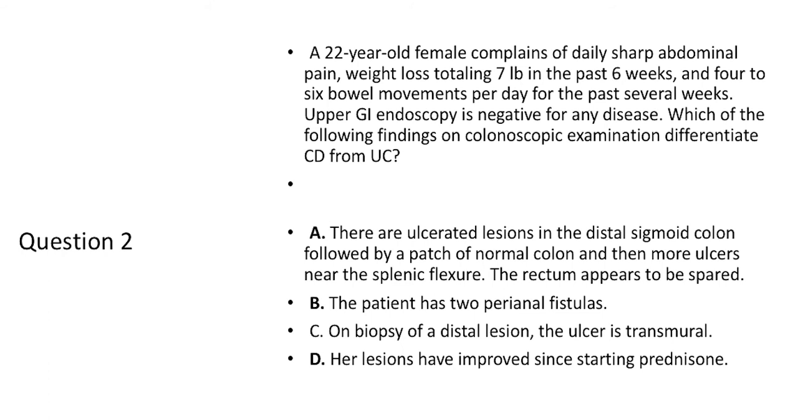The second question is: a 22-year-old female complains of daily sharp abdominal pain, weight loss in the past 6 weeks, and 4 to 6 bowel movements per day for the past several weeks. Upper GI endoscopy is negative for disease. Which finding in colonoscopy would differentiate Crohn's disease from ulcerative colitis? A would be that there might be some skip lesions in the colon, or B, that the patient might have 2 perianal fistulas. C would be a transmural biopsy in the distal lesion, or I beg your pardon, D would be her lesions have improved since starting prednisone.